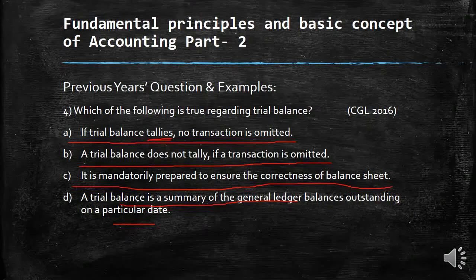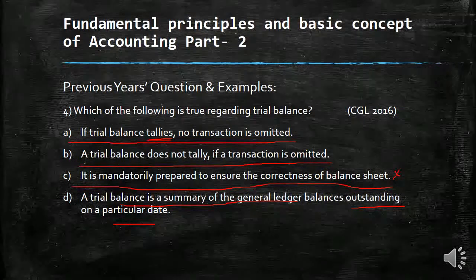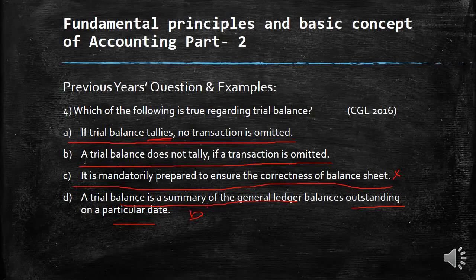Option number 3 is it is mandatorily prepared to ensure the correctness of balance sheet. It is not prepared to ensure correctness of balance sheet. It is prepared to ensure correctness of ledgers. And option number 4 is a trial balance is a summary of the general ledger balances outstanding on a particular date. So ledger balances outstanding is the brought down balance. So it explains actually what trial balance does. It is a summary of general ledger balances outstanding on a particular date. So it is a true statement and this is the correct answer.